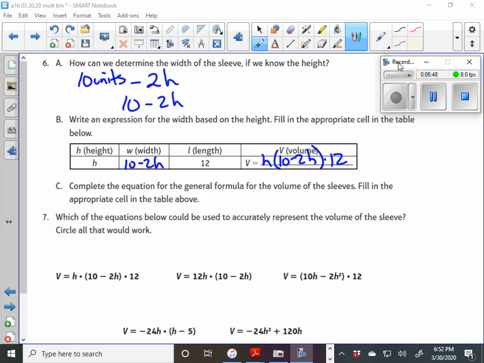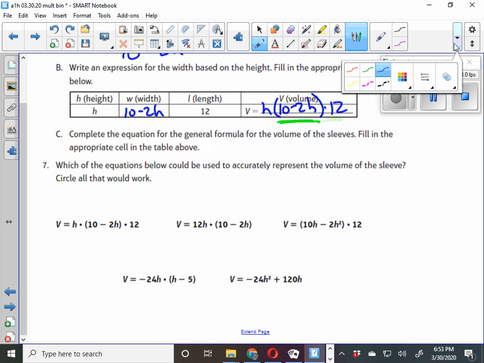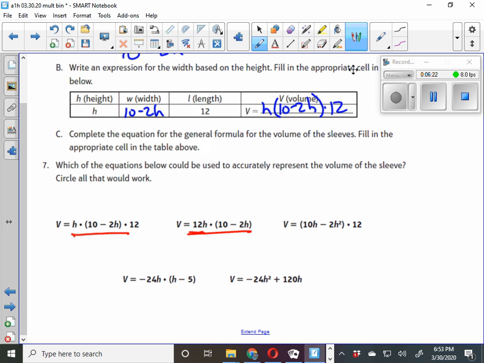It says, which of the equations below could be used to accurately represent the volume of the sleeve? Okay, now this is actually kind of interesting. So I'm looking for 3 factors, h, 12, and 10 minus 2h. So clearly, this is 1, because that's identical to what we have. There's the 12 and h. That has to be another one. That's just your commutative property. If I distributed the h, I get 10h minus 2h squared. That'll work, won't it?